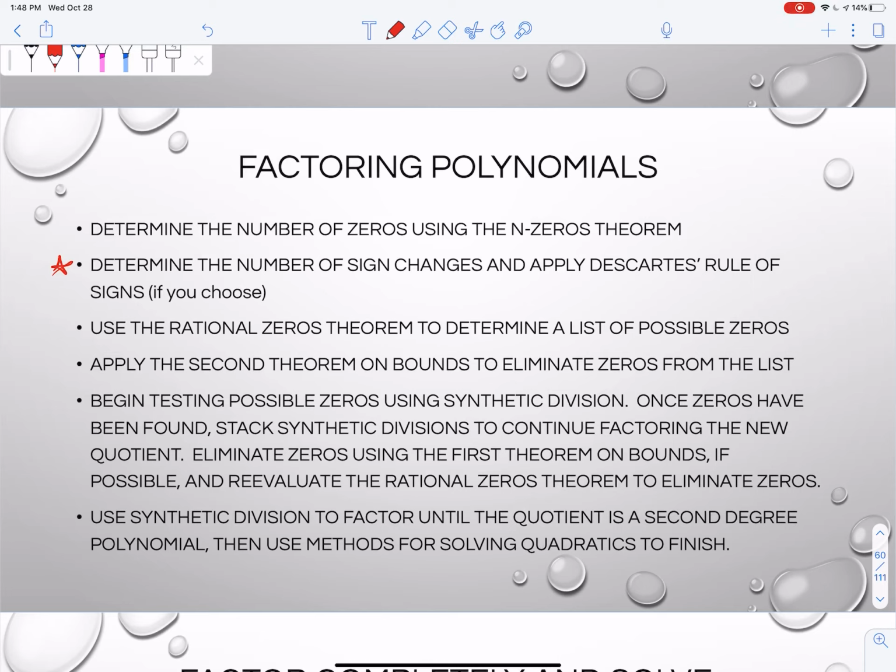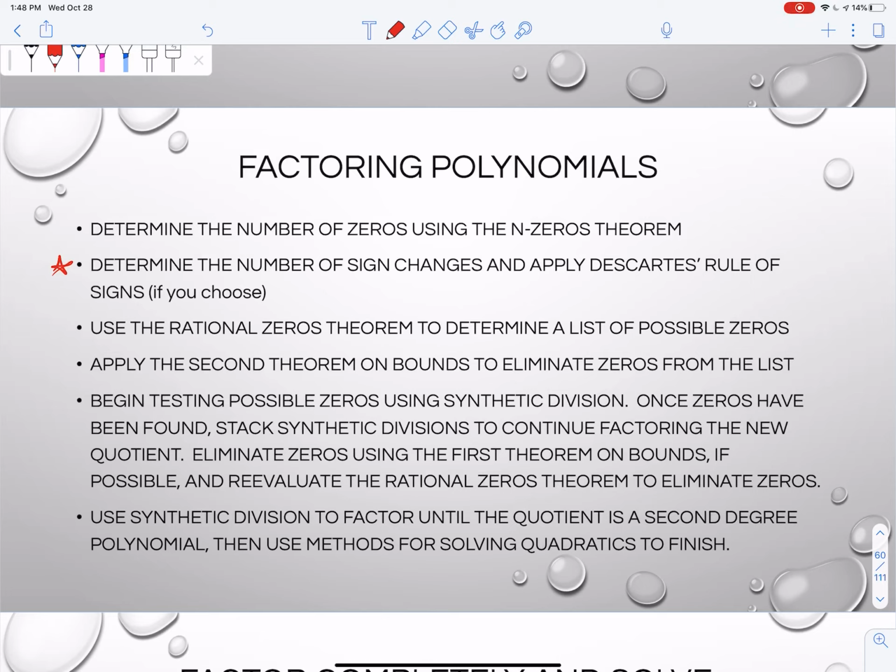You're going to use synthetic division until you get to something with a second degree. Once you test a factor that doesn't work, you can go ahead and eliminate it from your list. You can erase it, you can cross it off, whatever's going to work for you. I tend to start with the plus and minus ones and the plus and minus twos, and I work my way out from 0.